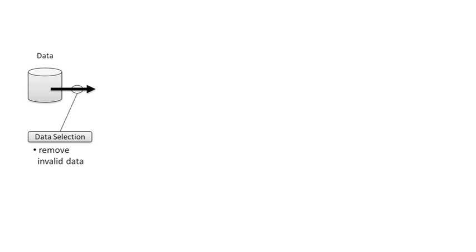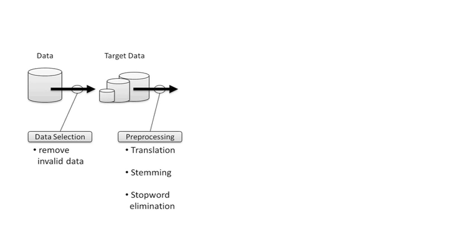In the first step of data selection, we removed invalid microblog entries from the dataset given. Afterwards, linguistic preprocessing had to be applied, namely translating entries of foreign languages, as well as stemming and stopword elimination to enable statistical evaluation.